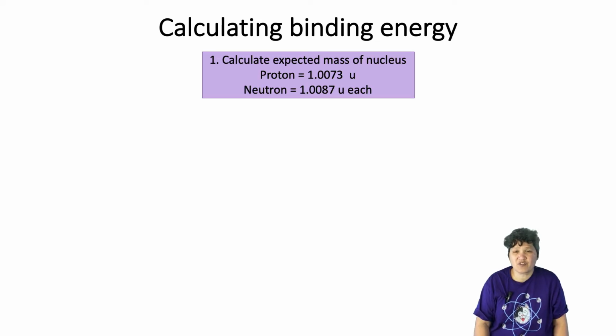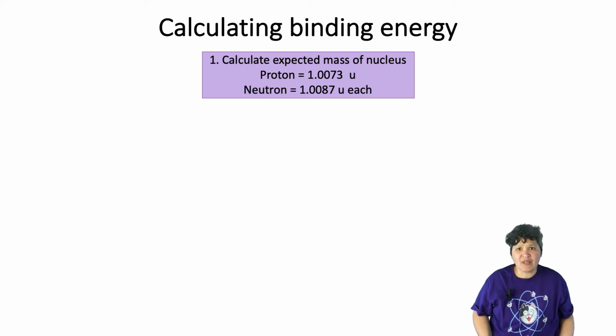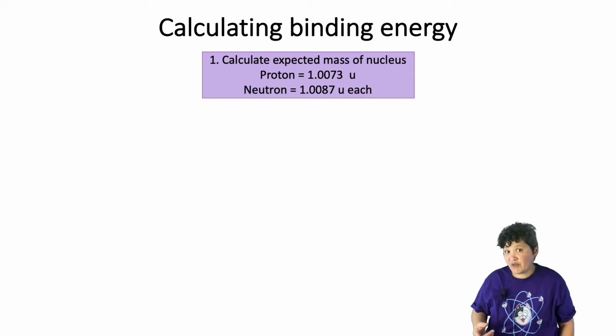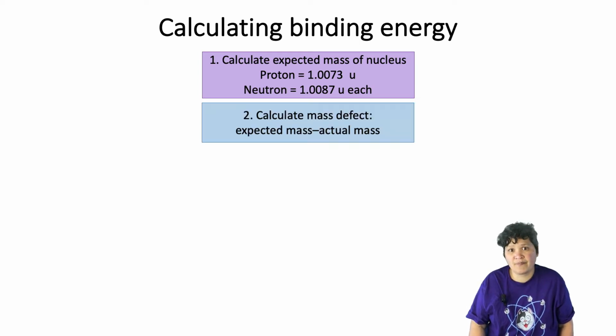Let's look at the steps to do this. First of all, calculate the expected mass of the nucleus. To do that, figure out the numbers of protons and neutrons and multiply by the mass of each particle. Add these numbers to get the expected mass. Note that I put 4 decimal places here for simplicity, but we actually know these masses to about 10 significant figures. Next, calculate the mass defect by subtracting the actual mass from the expected mass.